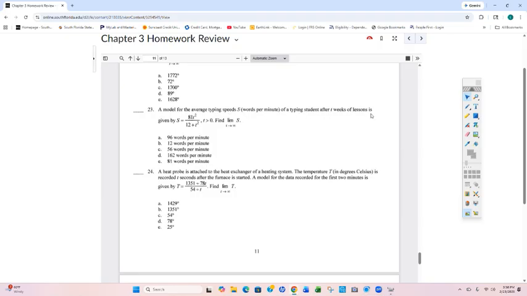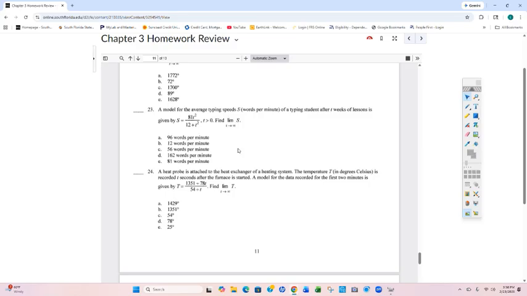Number 23, a model for the average typing speed S, words per minute, of a typing student after t weeks of lessons is given by S equals, this is a fraction, in the numerator 81t squared, in the denominator 12 plus t squared. The condition is t must be greater than 0. Find the limit of S as t approaches infinity.